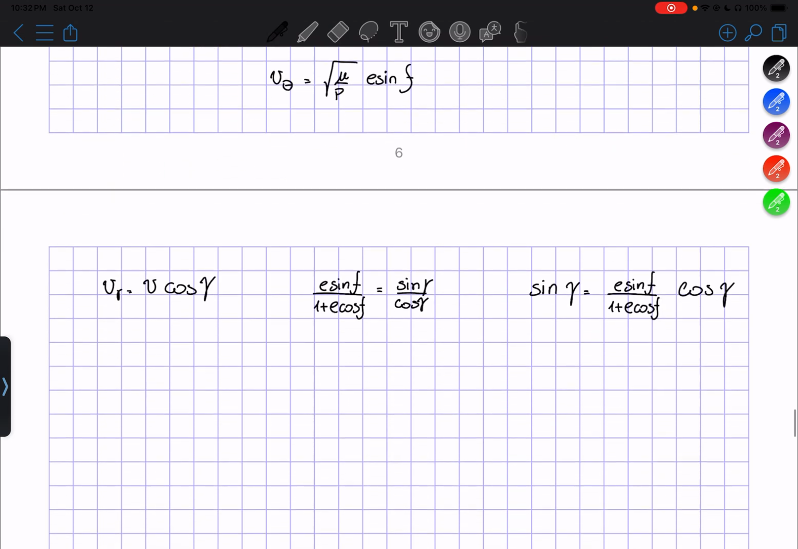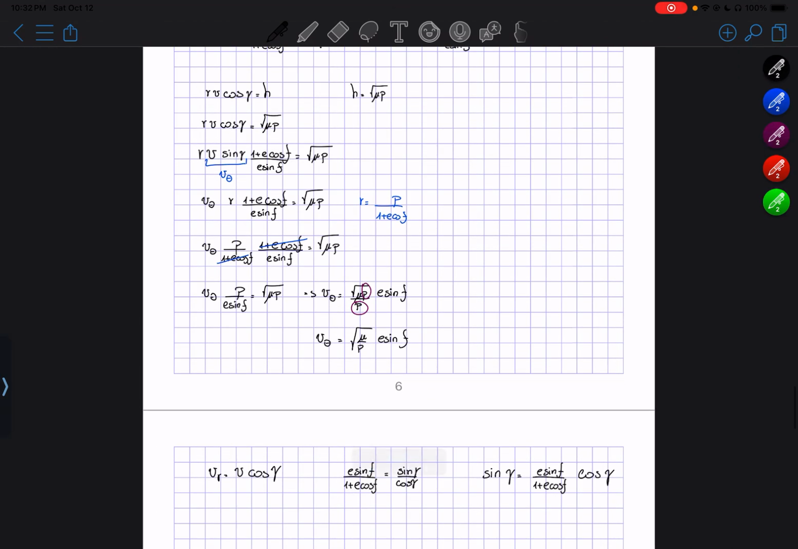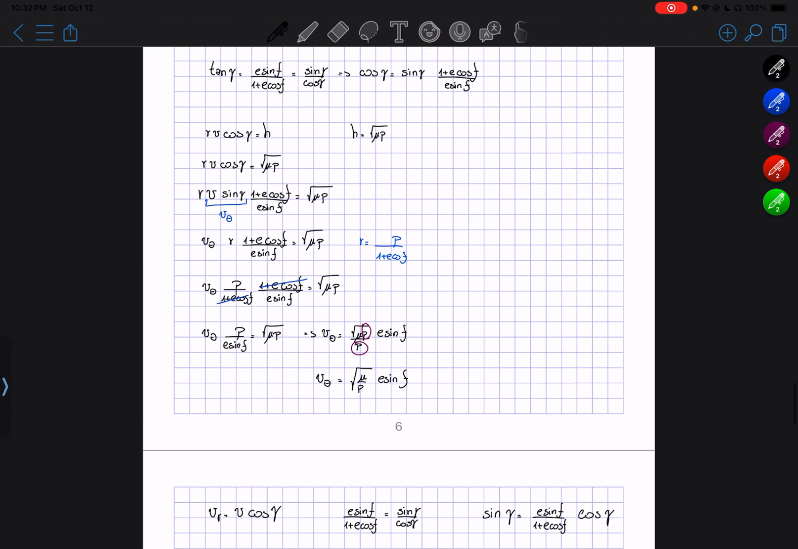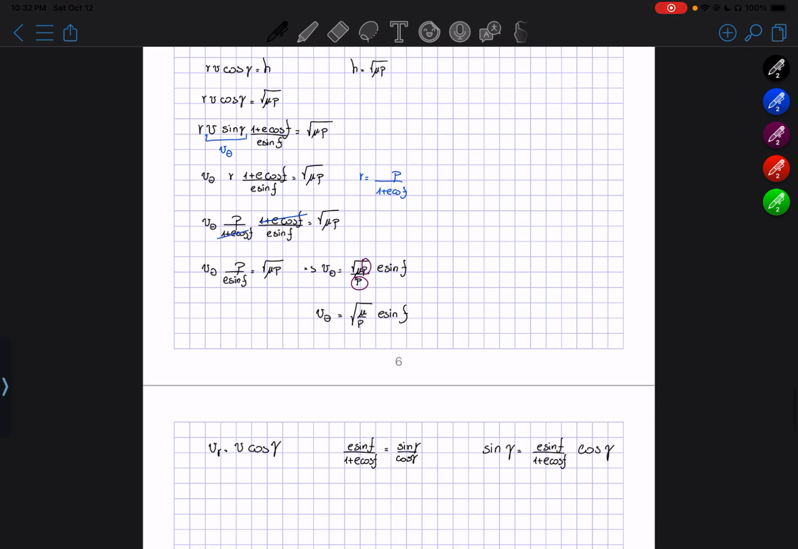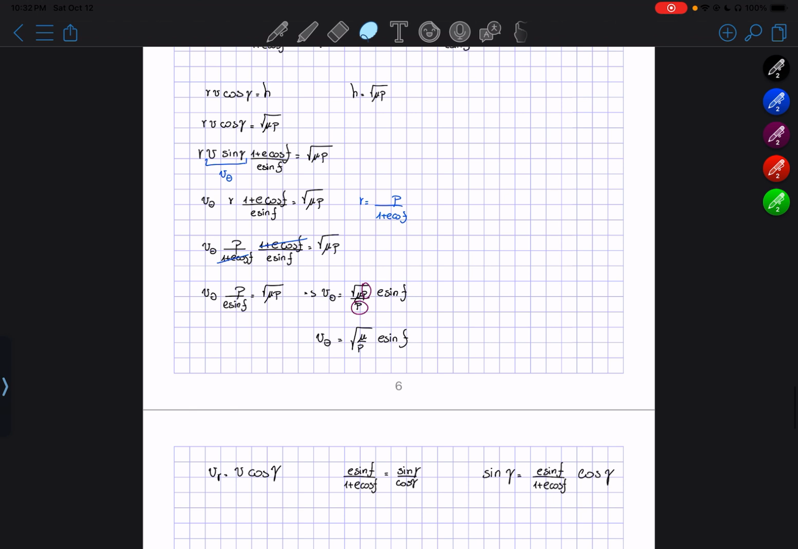Let's see, do we have a sine gamma? I really can just take that part of there if I want to. But this is a little bit a step too far. I forgot how to solve it.